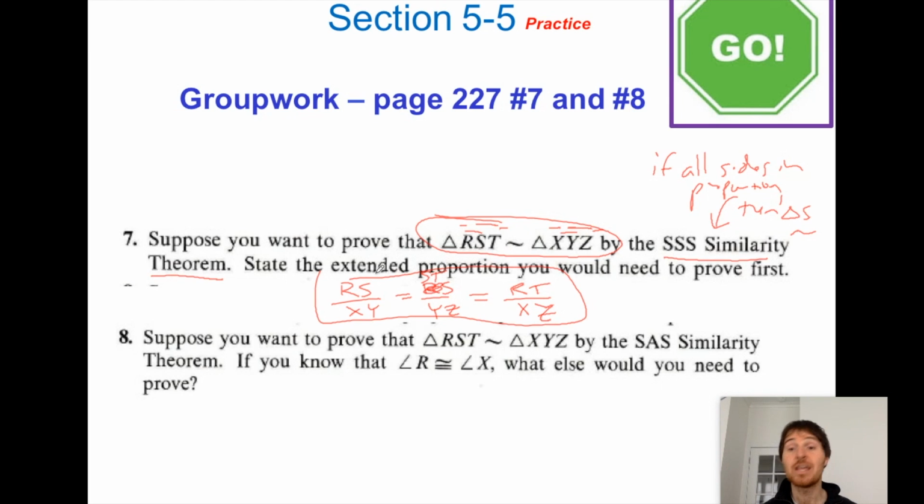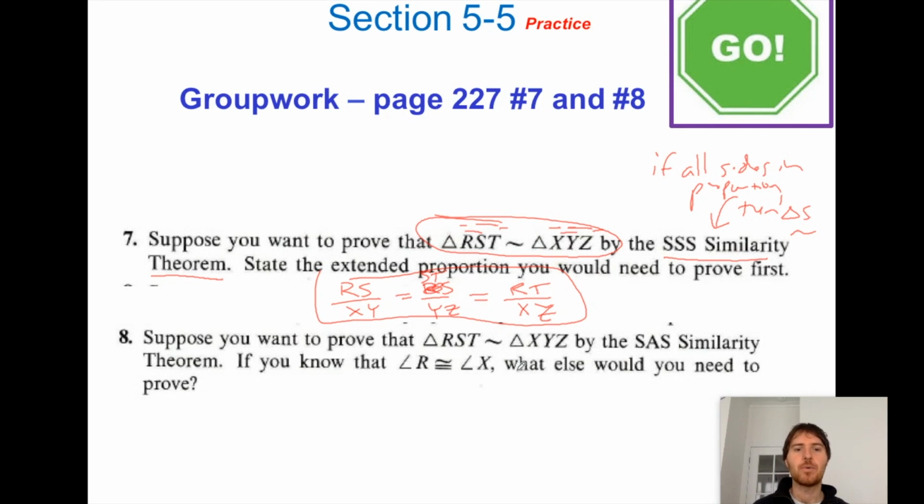That's the extended proportion. If you knew that RS to XY were maybe in a 3 to 4 ratio, ST to YZ is in a 6 to 8 ratio, RT to XZ is an 8 to 10 ratio, boom. You know that those 2 triangles would have to be similar by reason of the SSS similarity theorem. Okay, I already proved it with you, right? Don't worry about the angles, the SSS similarity theorem.